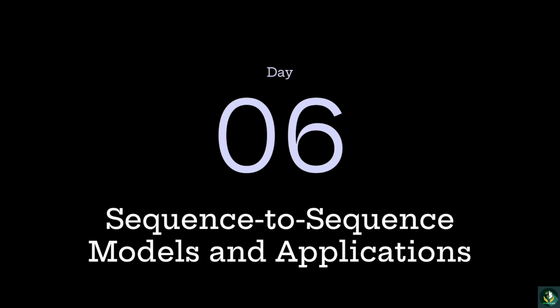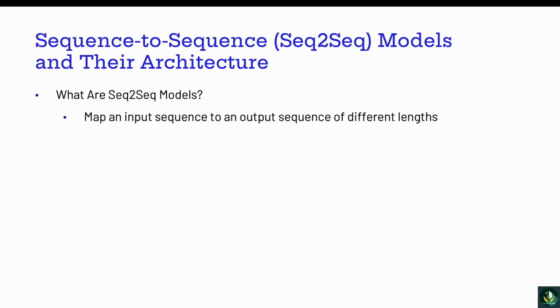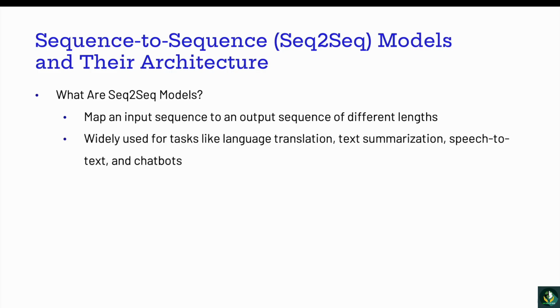Day 6, Sequence to Sequence Models and Applications. So let's start with sequence to sequence, or seq2seq, models and their architecture. Now, what are seq2seq models? Seq2seq models map an input sequence to an output sequence of different lengths, widely used for tasks like language translation, text summarization, speech to text, and chatbots.